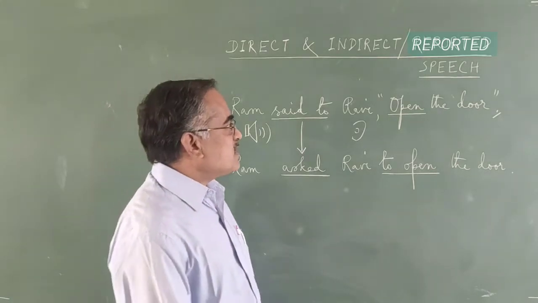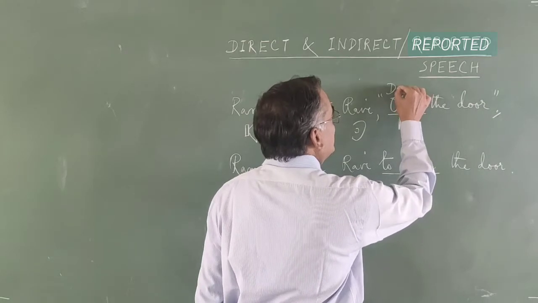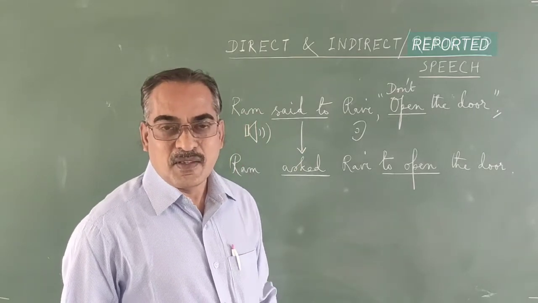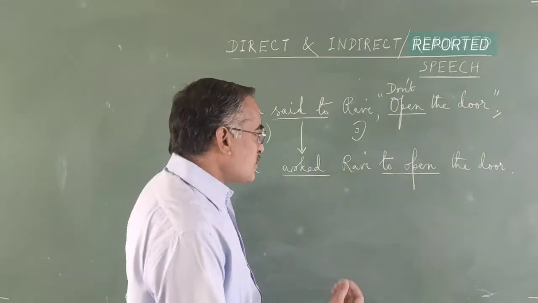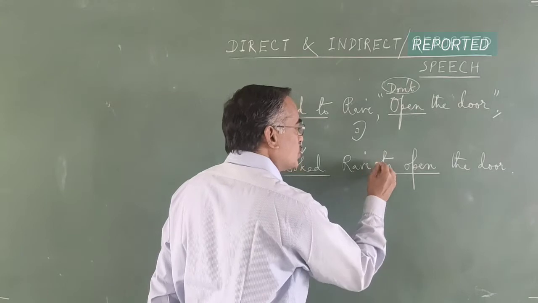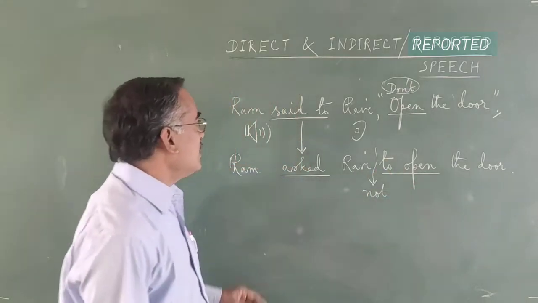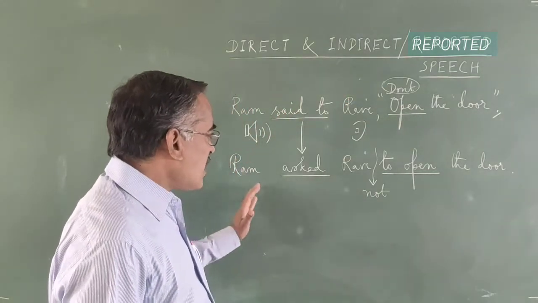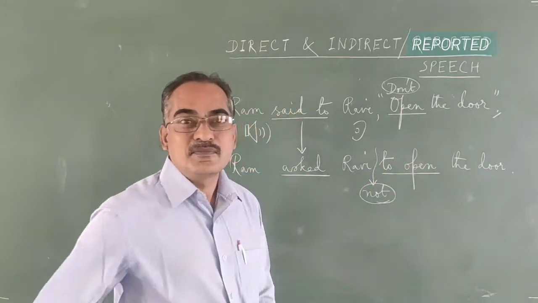Fine. Imagine if it is don't open. In case he had said don't open the door, how should the answer be here? Because the instruction here is negative. Then what we should do is, when don't is there, we should use not before to. Now you read it. Ram said to Ravi, don't open the door. Then the answer is Ram asked Ravi not to open the door.